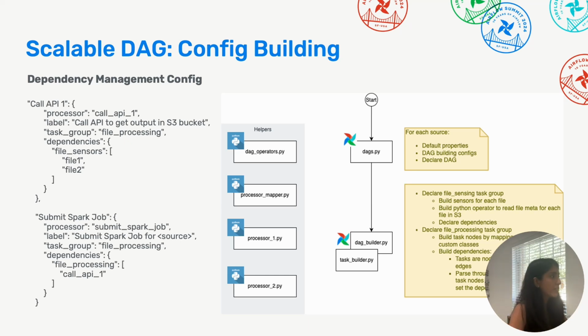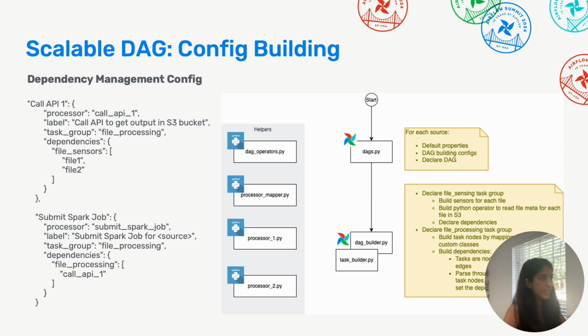The dependencies of this task are file 1 and file 2 from the file sensors stage. So when the first two files arrive, file 1 and file 2, you want to start your task called call API 1 and maybe not wait for the remaining 10 files to arrive. So that's what that is. The second one, submit Spark job, has the dependency call API 1 from the file processing task group. So once the first task in this JSON, call API 1, is done, the step submit Spark job is going to run. That's what it is showing.